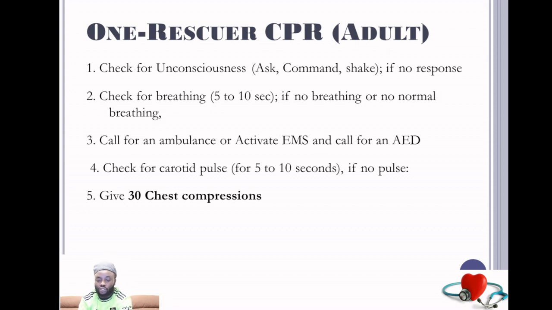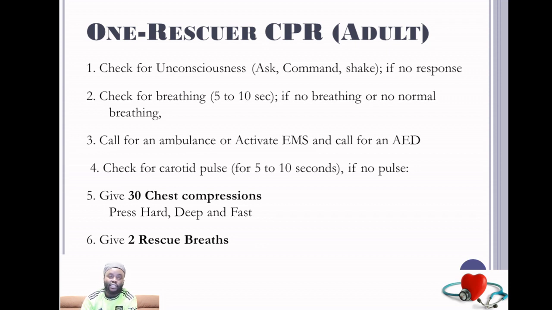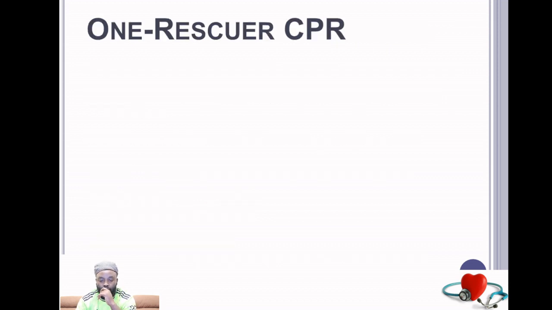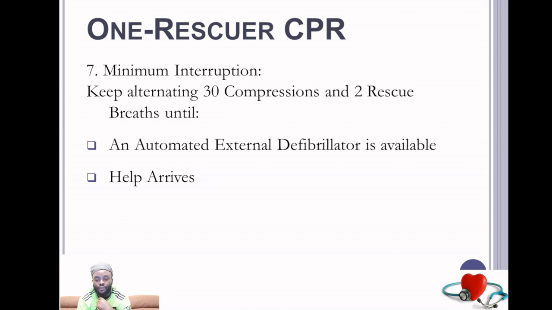If there's no pulse, you give 30 chest compressions. You press hard, deep and fast into the sternum. After every 30 chest compressions, you give 2 breaths, once every 5 seconds, taking 1 second for every breath. Minimum interruptions should occur. So keep alternating 30 compressions with 2 breaths. An automated external defibrillator, if it's available, you can activate it as you call for help.